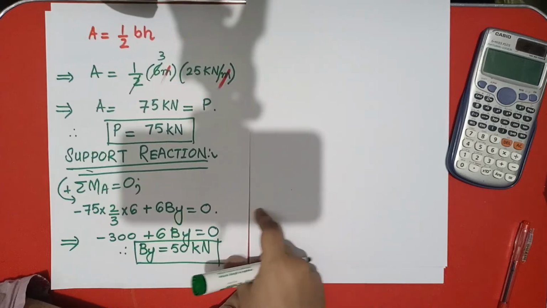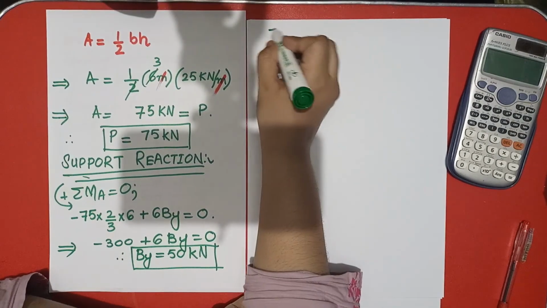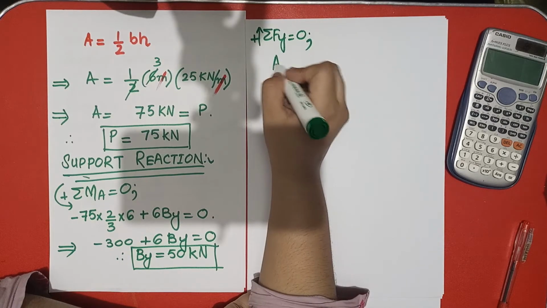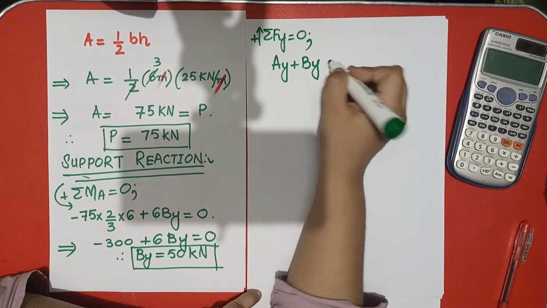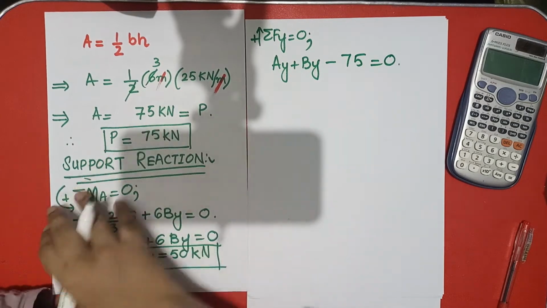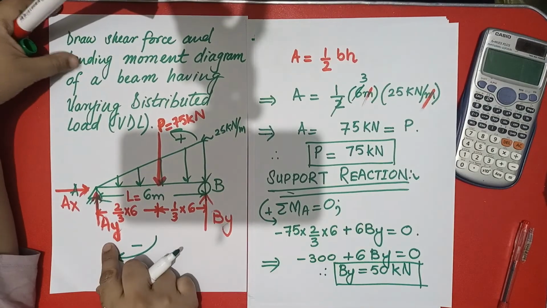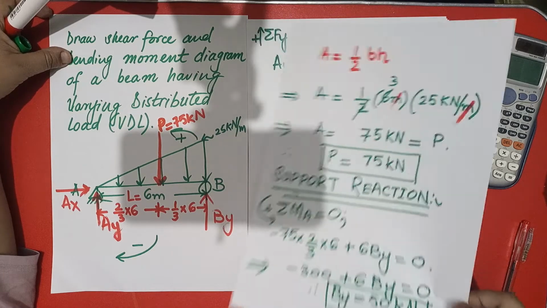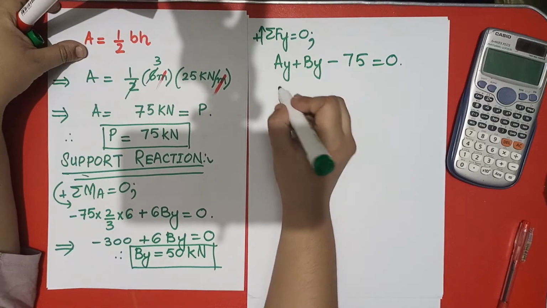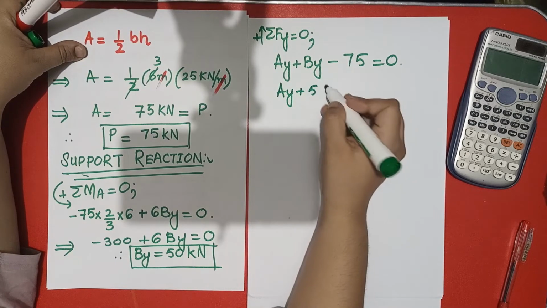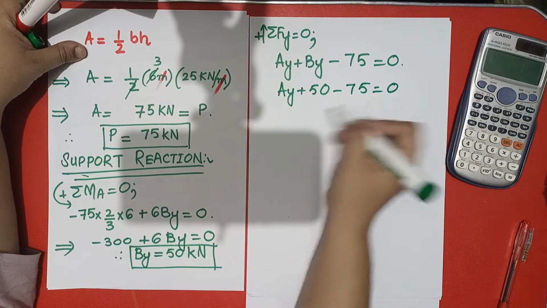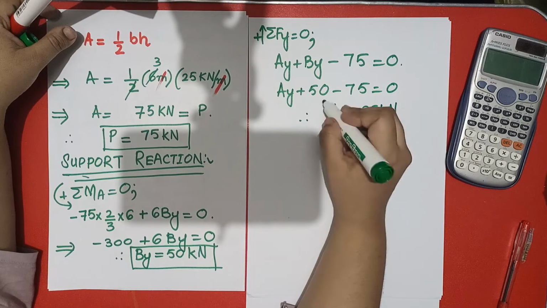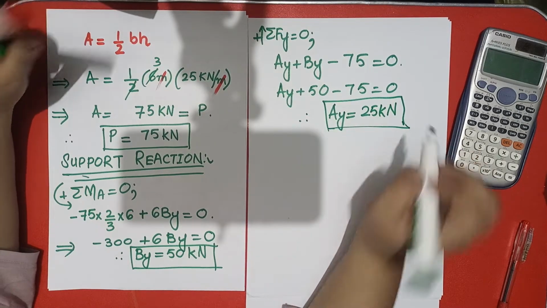Now, obviously, we are moving towards the summation of vertical forces. So what you have to do: AY plus BY minus 75. Why is it so? Let me explain again: AY is upward, BY is upward, both are positive, and P is downward, so it should be negative. The value of BY we got is 50. So AY plus 50 minus 75 equals 0. Therefore AY comes out to be 25 kilonewton. This is the way to find out the support reactions.